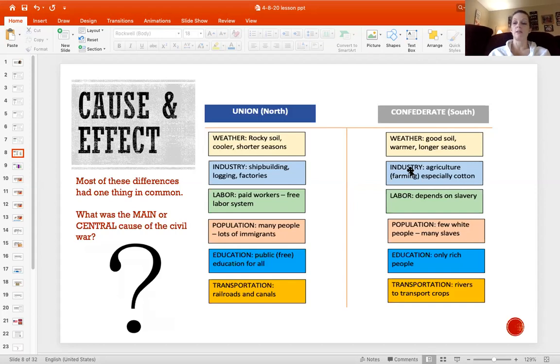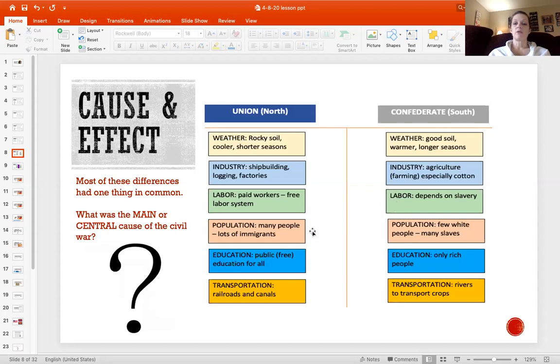It was really easy for them to grow and sell cotton, especially using slavery, which takes us to our area of labor. The North used paid workers and a free labor system, similar to what we have today in the United States, where if you do a job for somebody, you get paid for it. However, in the South, they used free labor, and it all depended on slavery on those plantations.